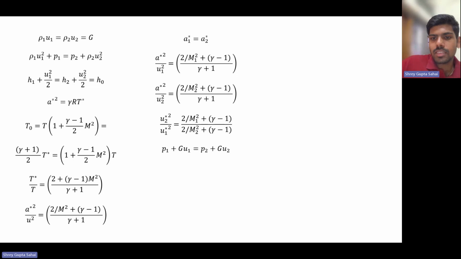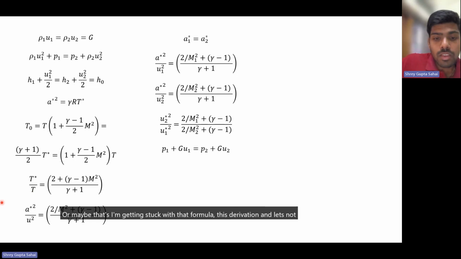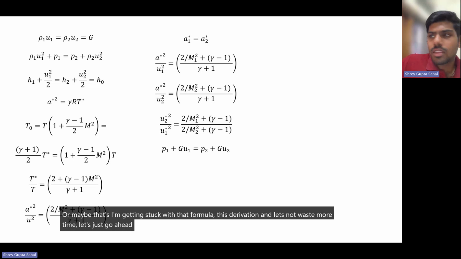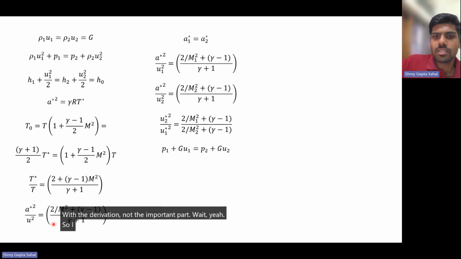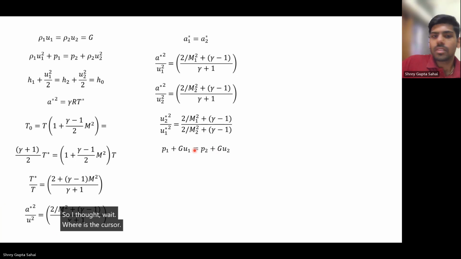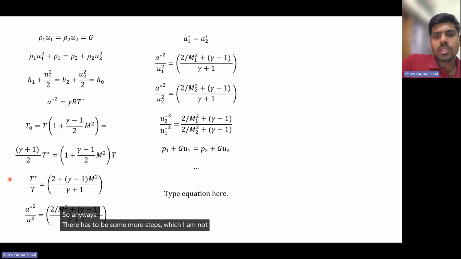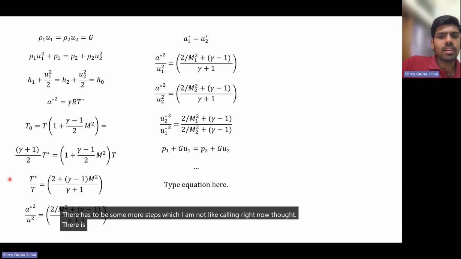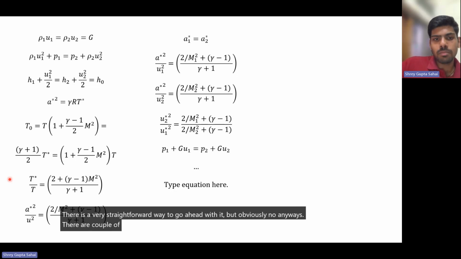I'm getting stuck with the formula, this derivation. And let's not waste more time. Let's just go ahead with the derivation, not the important part. Anyways, there have to be some more steps which I am not recalling right now. I thought there is a very straightforward way to go ahead with it, but obviously no. Anyways, there are a couple of formulas that let's just simply use right now.